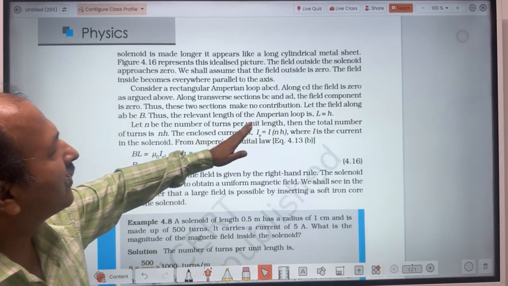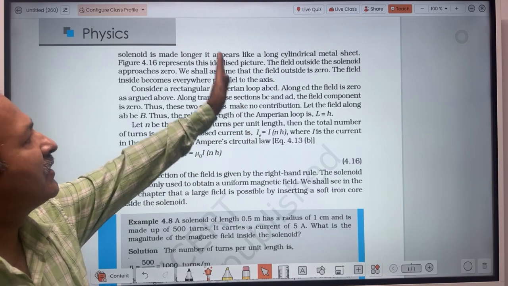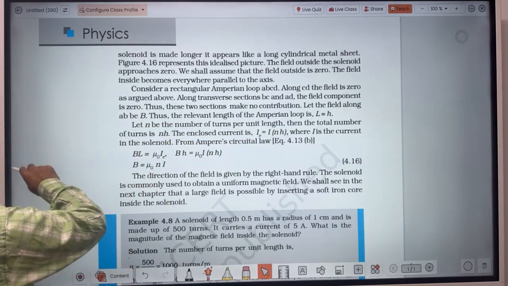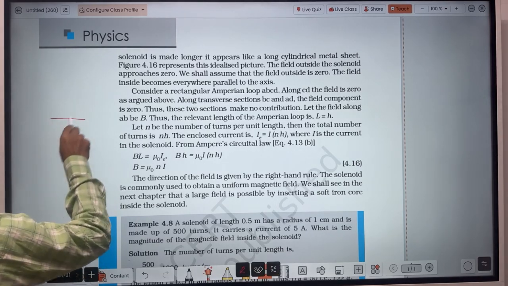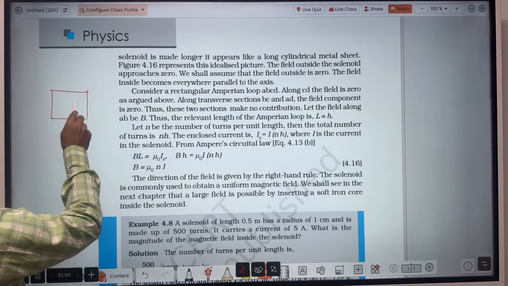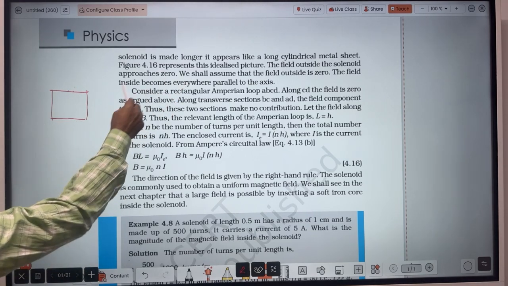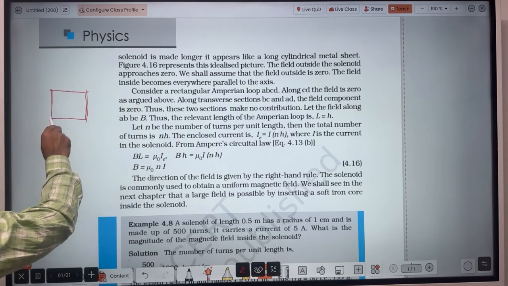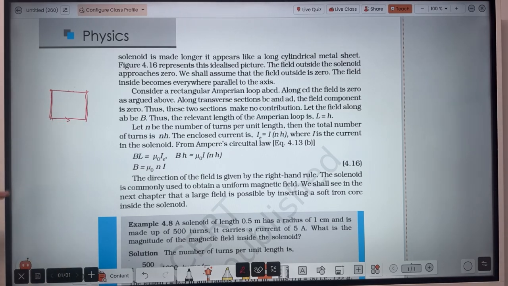Along CD, the field is 0, as argued above. Along the transverse sections BC and AD, the field component is 0. Means like this, if we consider this, this, this and this. Here, the field will be 0 for this, as this is outside the solenoid. This part, if you observe the previous picture, is perpendicular, so it will cancel out, and this is also perpendicular, it will cancel out. Only this will contribute.